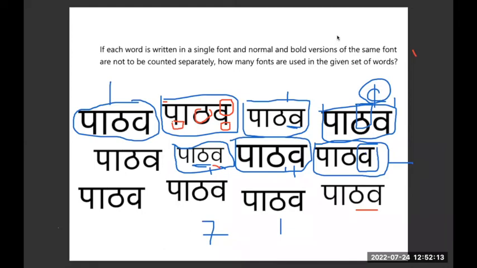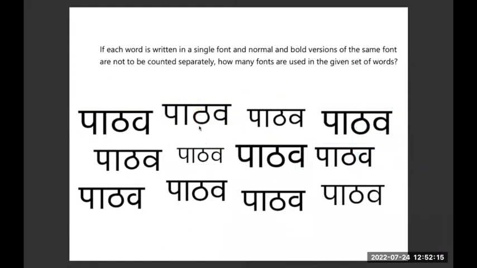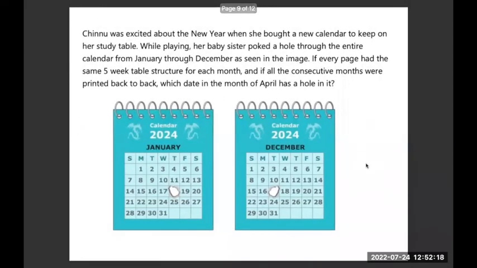Okay. Shall we move to the next one now. So here you're given a calendar of 2024. And in that calendar, somebody has poked a hole. Somebody's baby sister has poked a hole, where in January the hole comes here, and in December the hole comes somewhere here.